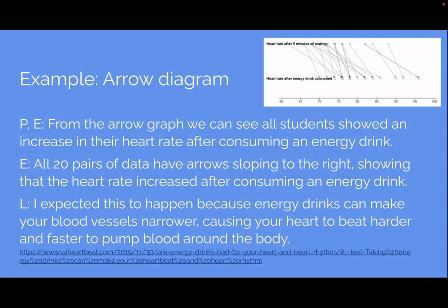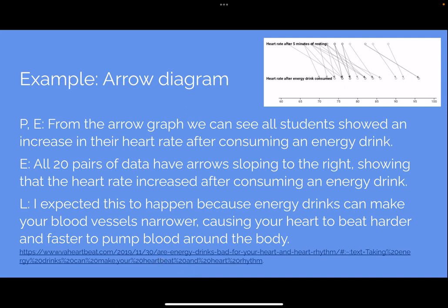Point and explanation is that from the arrow graph we can see all students showed an increase in their heart rate after consuming an energy drink. Our evidence is that all 20 pairs of data have arrows sloping to the right, showing that the heart rate increased after consuming an energy drink. And your link to the context might be that you expected this to happen because the energy drinks can make your blood vessels narrower, causing your heart to beat harder and faster to pump blood around the body. And there's a link to the research that claims that. So there's one example.